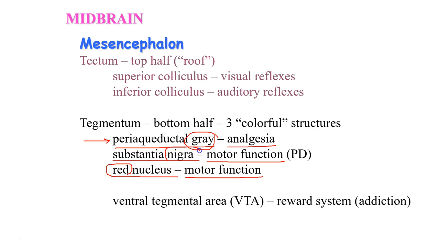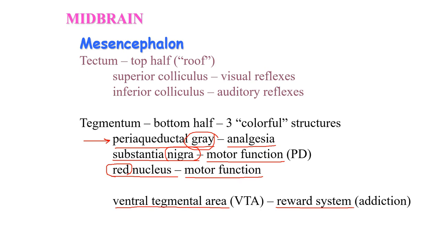I'm happy to talk to you about it. So you might be wondering why the substantia nigra is considered a colorful structure, because the substantia nigra literally translates into black substance, nigra meaning black, and therefore it belongs in one of these three colorful structures. The last one that's not colorful but is important and can be found in the tegmentum is the ventral tegmental area, or VTA. It is a critical part of the reward system, and it is the area of the brain that often gets hijacked when it comes to addiction.